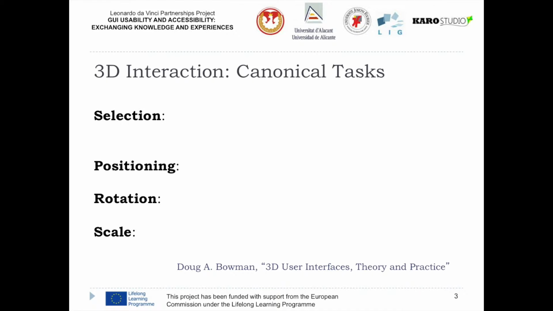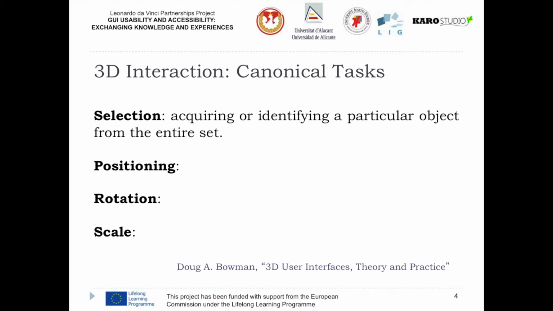Interacting with 3D objects involves four canonical tasks proposed by Bowman and his team. First, before any manipulation, you have to select the object. That means acquiring or identifying the object of interest from the whole displayed set. Of course, some textual or selection-in-a-list techniques can be used, but here we will see 3D selection. Moreover, we will consider 3D selection in the classical desktop environment, so using a mouse.